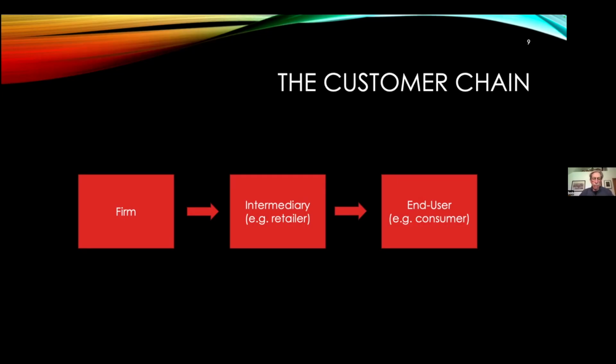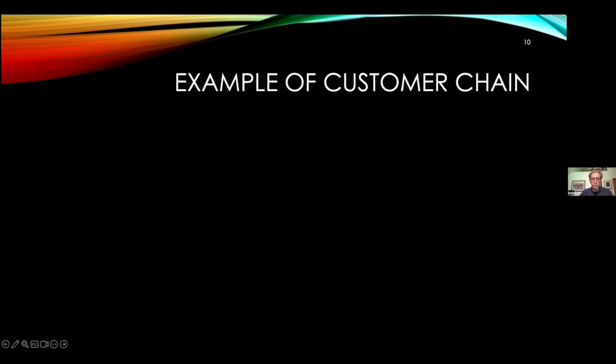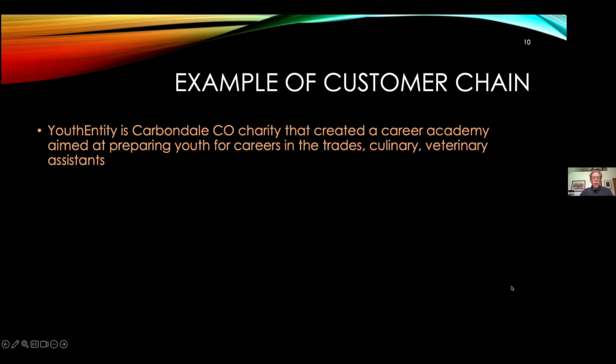Now, I'm going to give a nonprofit example for you in a second. So I was the chairman of the board of a charity in Carbondale, Colorado. It's near Aspen, called Youth Entity. And Youth Entity, the two largest services or products that they offer are financial literacy, which I helped start, and a whole program aimed at high school kids and elementary students in financial literacy. And we have about 6,500 students in the western part of Colorado that participate in this.